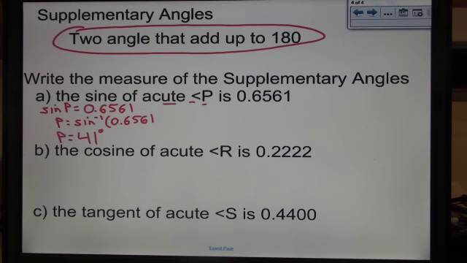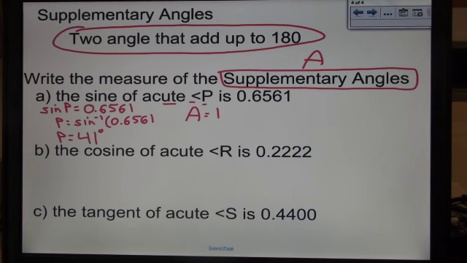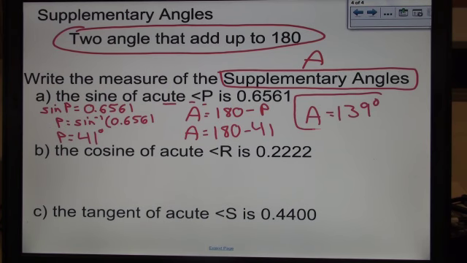Well, we are told that supplementary angles are two angles that add up to 180. So I'm going to let the supplementary angle in this one be A. So A plus P equals 180. So A equals 180 minus P, because these two angles must add up to 180. Therefore, if I take one away from 180, I would be able to find the other one. A equals 180 minus 41. And finally, I get that the supplementary angle in this question is 139 degrees.